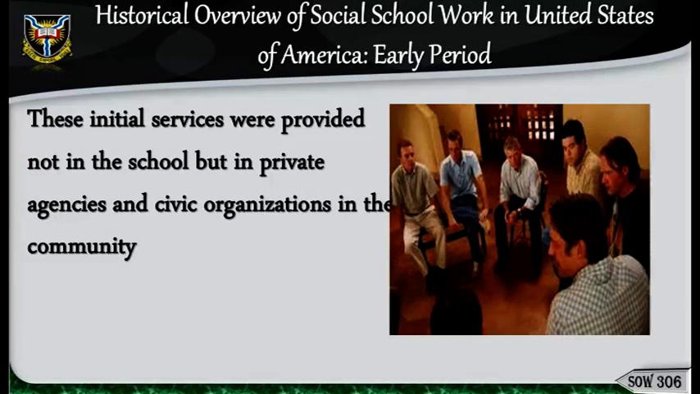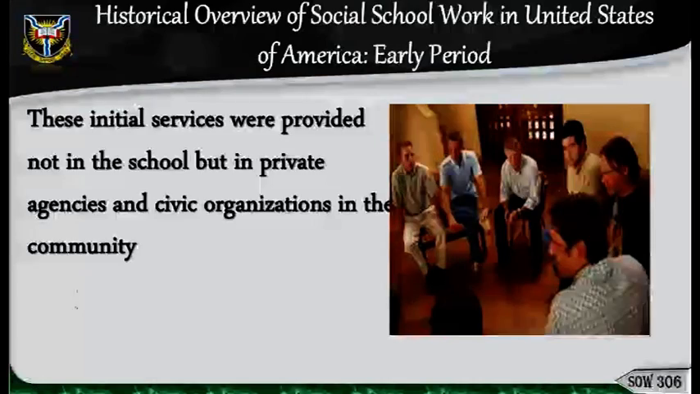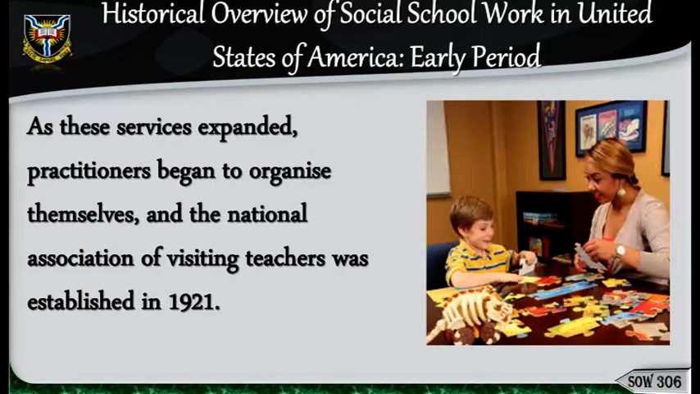It further indicates that these initial services were provided not in the school but in private agencies and civic organizations in the community. Although schools eventually agreed to administer and support some of these early efforts, the first instance of a school system establishing such services was in 1913 in Rochester, New York. As these services expanded, practitioners began to organize themselves, and the National Association of Visiting Teachers was established in 1921.